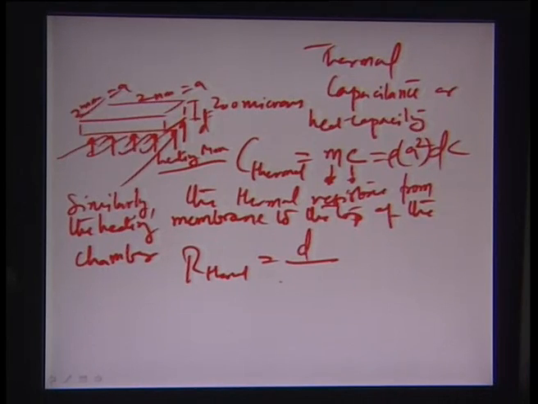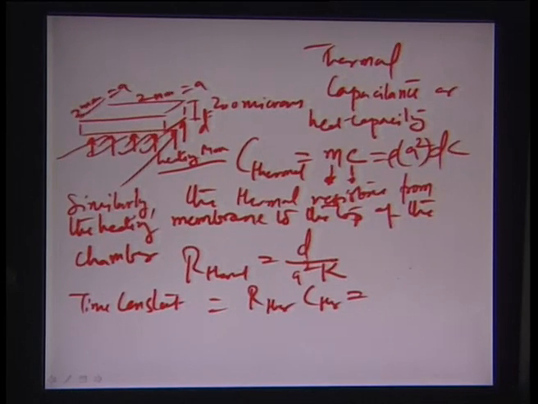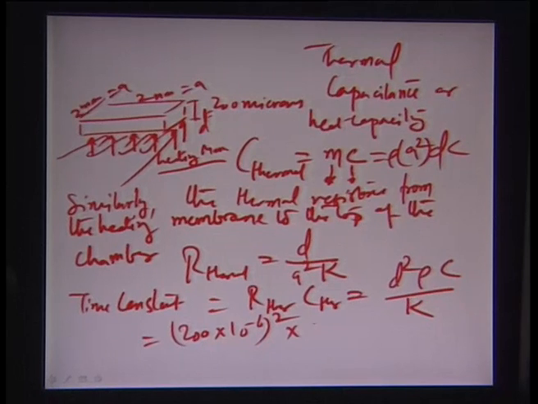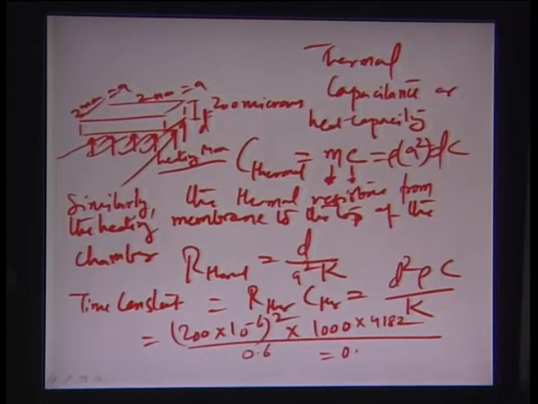If you just remember the electrical analogy that we just drew about a slide back, the area of cross section is A squared, so we have D divided by A squared K. All right, and the time constant in this case, which is R thermal C thermal, is nothing but D squared rho C by K. So if we assume a D of 200 microns, 2 times 10 to the power minus 6 squared, times the density of water, which is about 1000 kg per meter cube, times the specific heat capacity, which is about 4182 joule per kg per Kelvin, divided by the thermal conductivity K, which is 0.6 watts per Kelvin meter, we obtain a time constant of about 0.28 seconds.